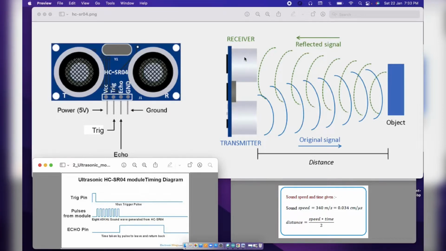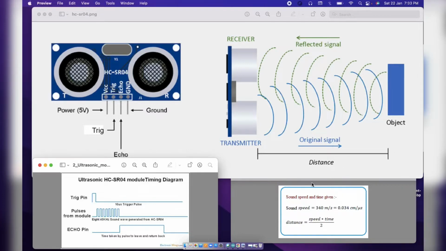So how is the distance actually measured? As I said, this sensor has a receiver as well as a transmitter. First, it transmits the signal like this, the blue color, and when it hits the object, the signal is reflected back through the receiver. The path from transmitter to the object is the original signal, and this is the reflected signal. The point from the sensor to the object is the total distance.